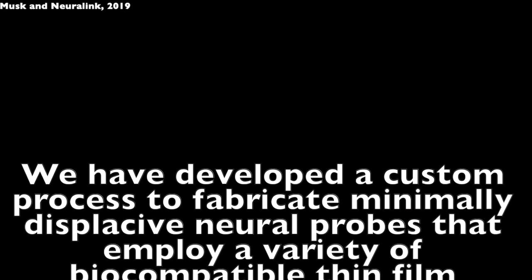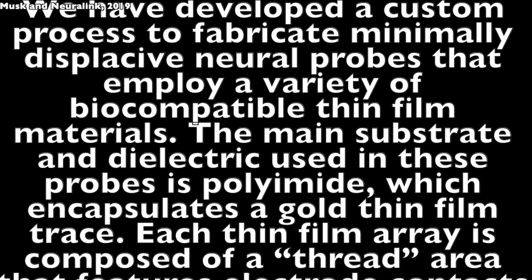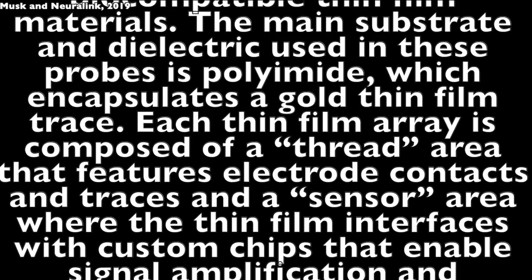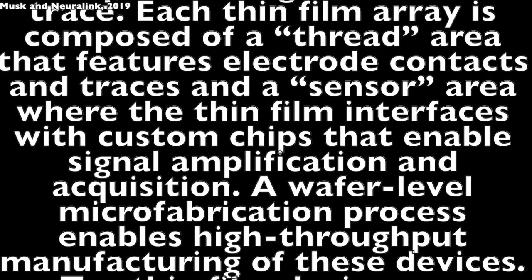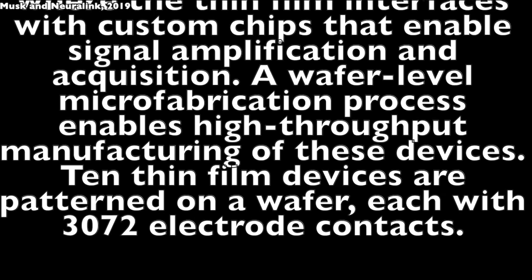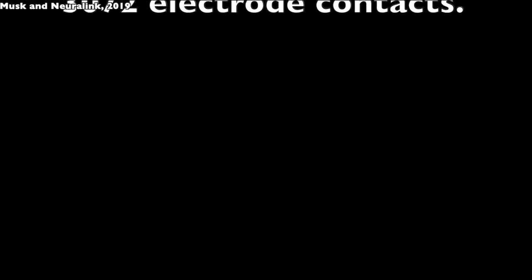We have developed a custom process to fabricate minimally displacive neural probes that employ a variety of biocompatible thin film materials. The main substrate and dielectric used in the probes is polyamide, which encapsulates a gold thin film trace. Each thin film array is composed of a thread area that features electronic contacts and traces, and a sensor area where the thin film interfaces with custom chips that enable signal amplification and acquisition. A wafer-level microfabrication process enables high-throughput manufacturing of these devices. 10 thin-film devices are patterned on a wafer, each with 3,072 electrode contacts.